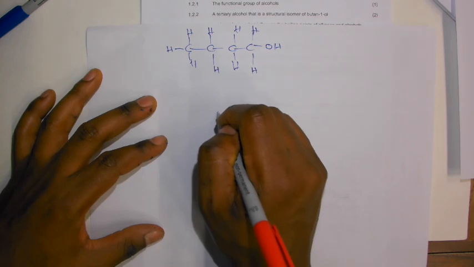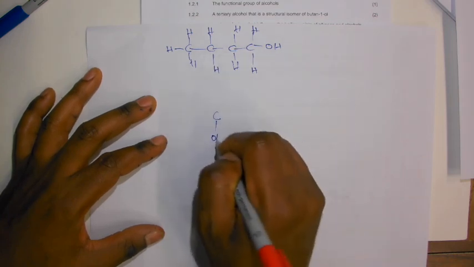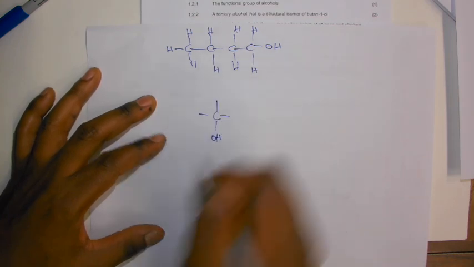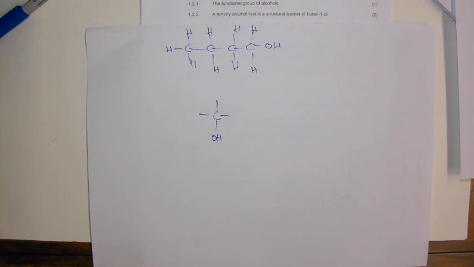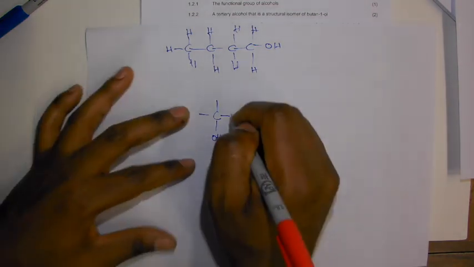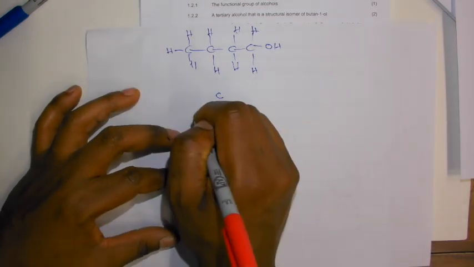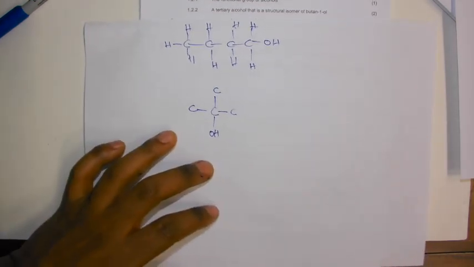We say, let's draw a carbon here. Let's draw our OH because we want to. And then what it means is we must have those neighboring carbons. Is that okay? So that means here there must be a carbon, there must be a carbon, there must be a carbon. Do you guys understand that?